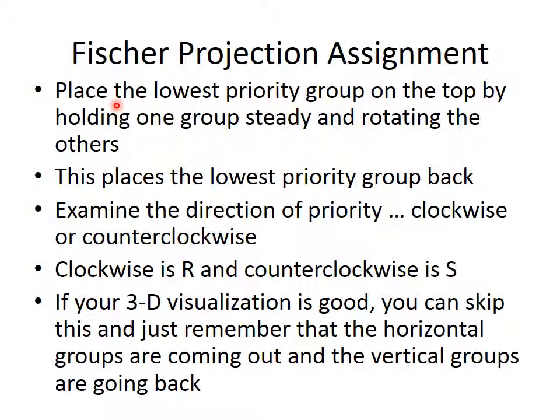One way I do Fischer projection assignments is, you saw that I just assume the lowest priority group. I look at it to see whether it is forward or back, and assign the priority of the others. If it's forward, I know I have to flip the assignment from R to S or S to R. If it's back, then you go ahead and use it. If you want to, you can use this method. I'm not going to go through it, but this is another way that people use. Use whatever works for you.